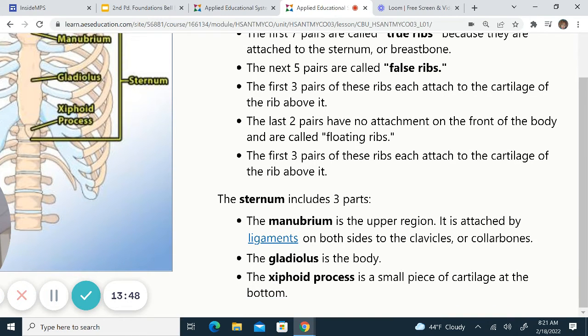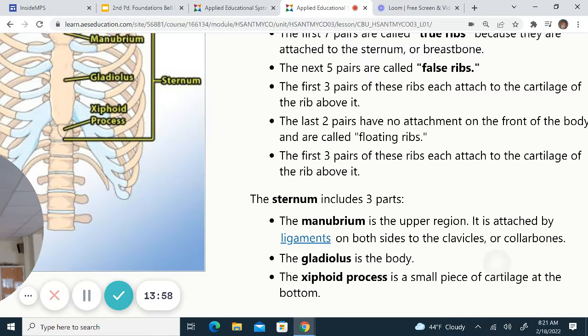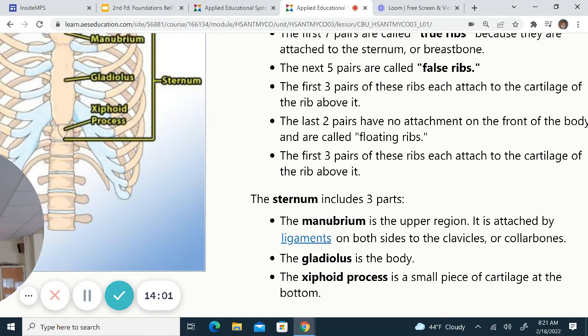Alright, so then you have your sternum. Just know the sternum is your breastbone. It doesn't say it there, but the sternum has 3 parts. You have your manubrium, your gladiolus, and then your xiphoid process.